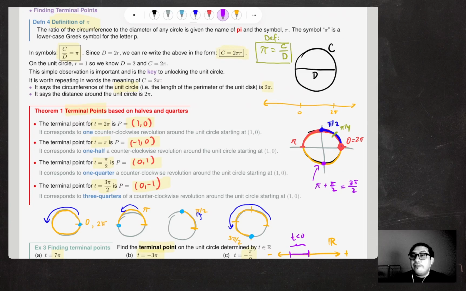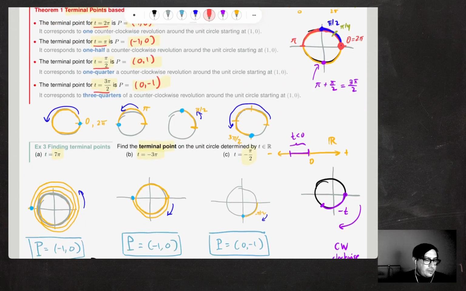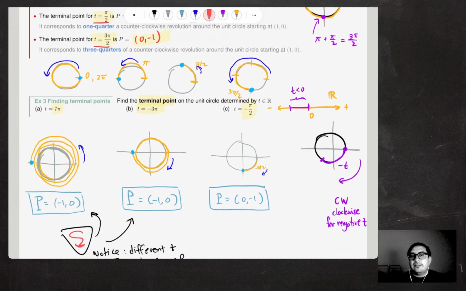So there you have it. You have the four important easy points on the unit circle, and now we know what the angles that correspond to these are. The key ones are 2 pi, pi, pi over 2, and 3 pi over 2. All right, and then I'll skip over this example since we already did it, and it's kind of easy. You can just pause the video, check your answers, and make sure that you get the same points here.